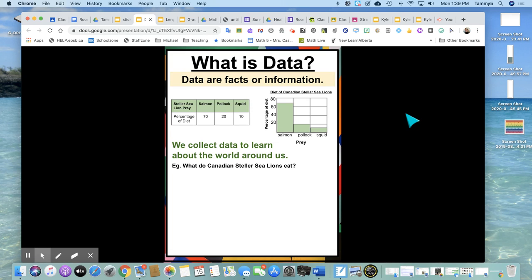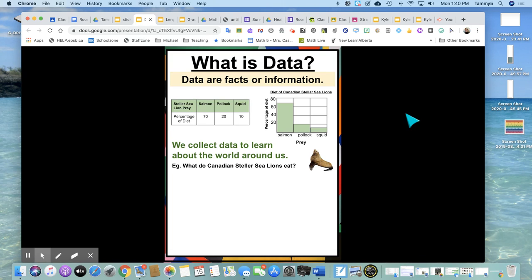You can't go up to a Steller sea lion and try to figure out what they're eating, because they are huge and dangerous. So we were using different methods to figure out what the Steller sea lions were eating. One of the ways that we did that was by looking at their scat and looking at the different bones that were found in their scat. We can't go up to a Steller sea lion and survey them and ask them what they had for breakfast. So it's a little bit trickier when you are working with animals to find out information about them.